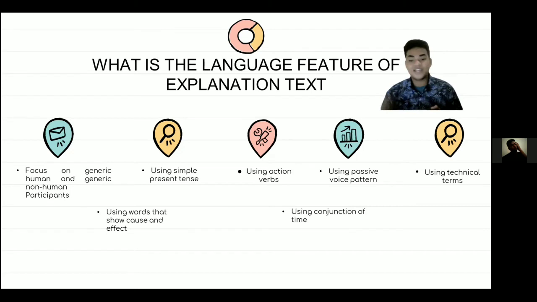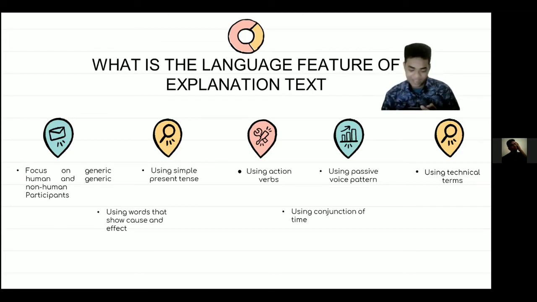The next one is using words that show cause and effect. Cause and effect is a relationship between events and things, where one is the result of the other or others. This is a combination of action and reaction. For example, so, since, when, because, due to, etc.